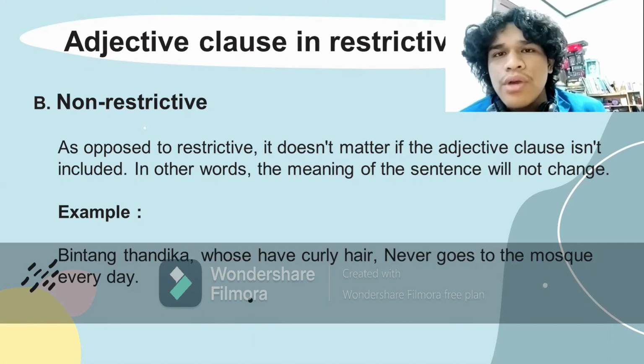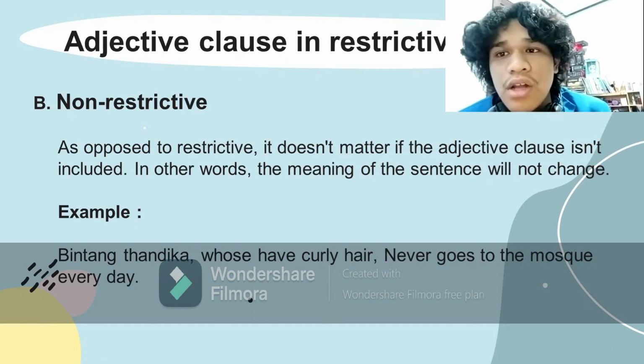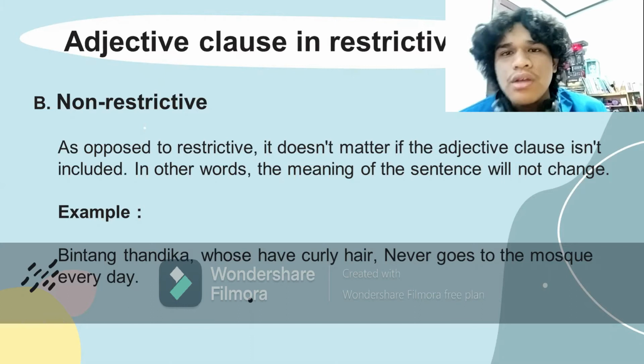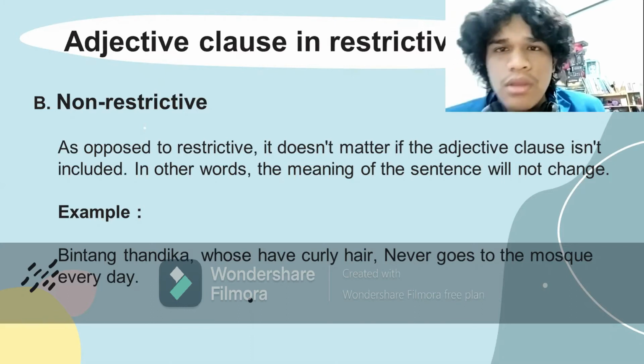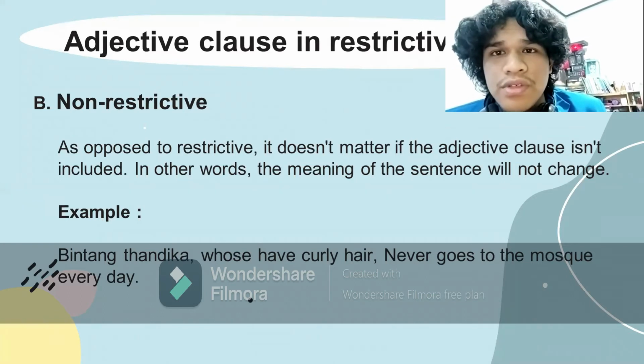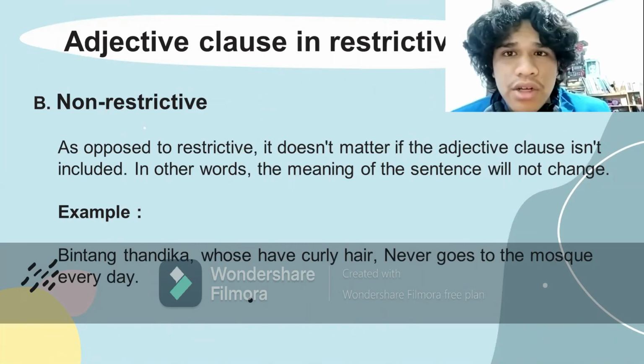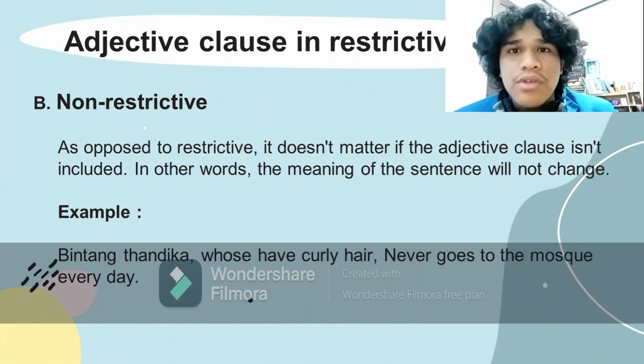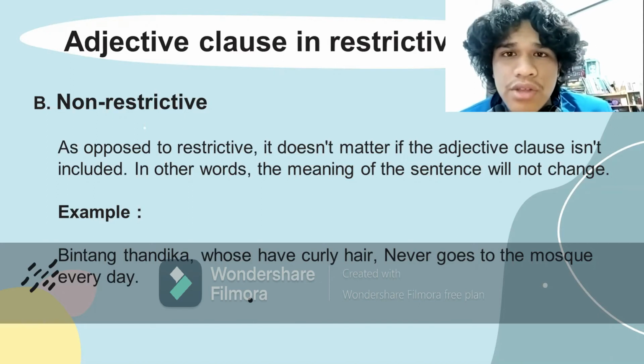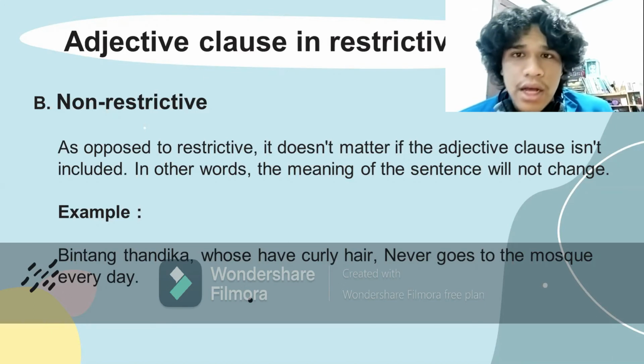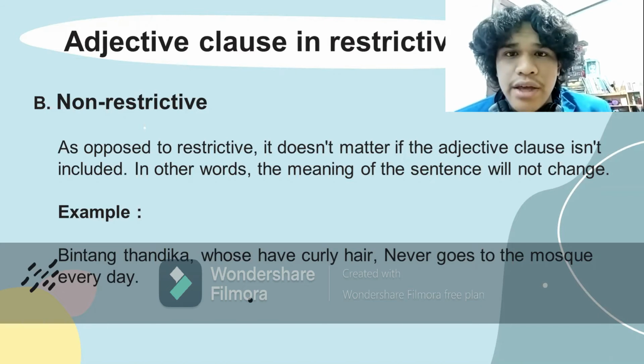In here, I will tell you about something. I think this is important. Yes, non-restrictive clause. Okay, let's go. As opposed to restrictive, it doesn't matter if the adjective clause is not included. In other words, the meaning of the sentence will not change. Okay, I will bring you an example. Bintang Thandika, who has curly hair, never got mask every day.